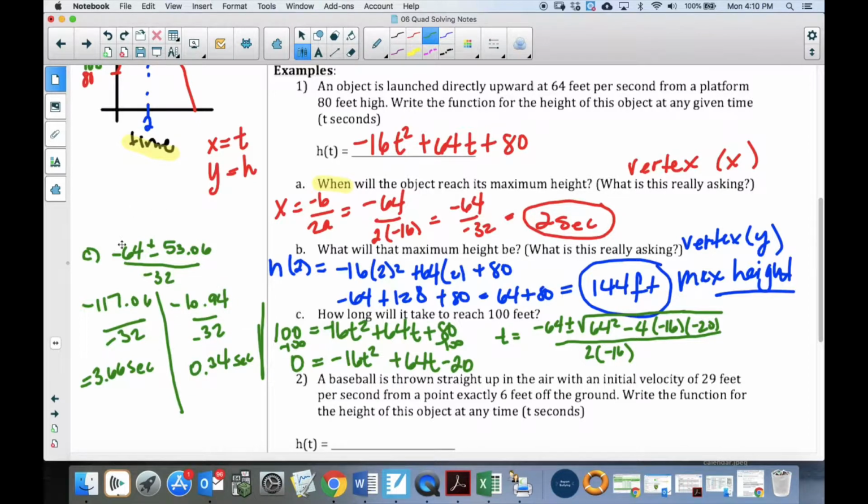And then you also subtract -64 minus 53.06, and that comes out to be -117.06. And in both of those cases, we're going to divide by -32.